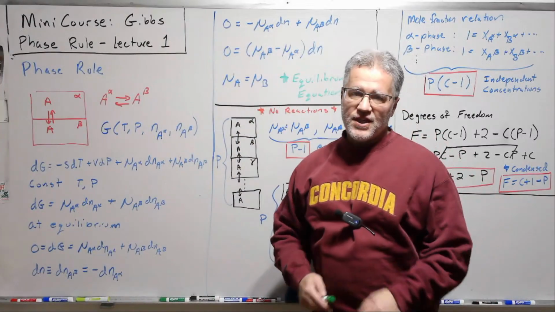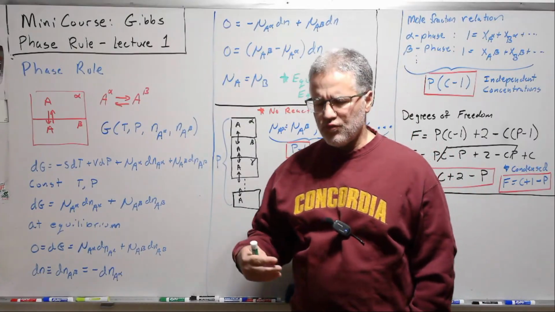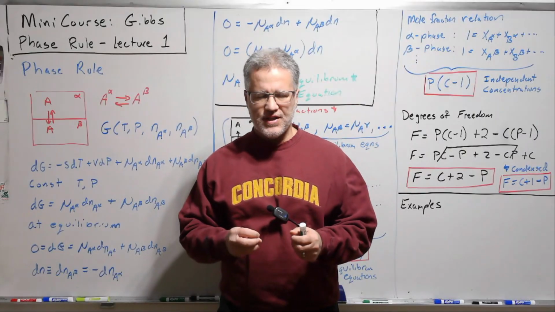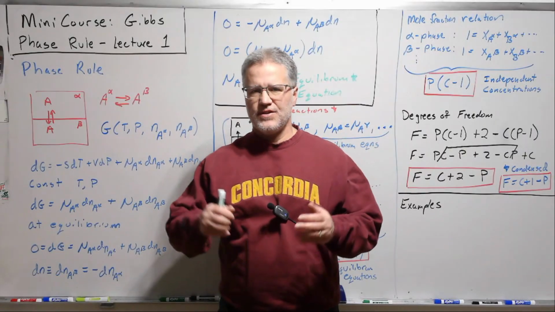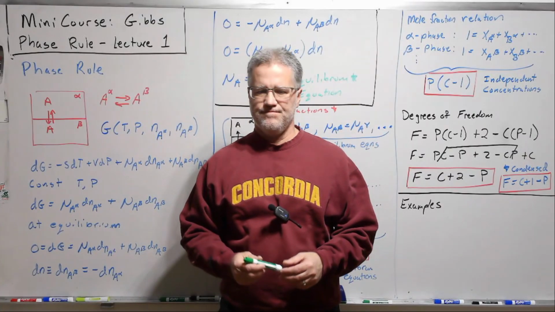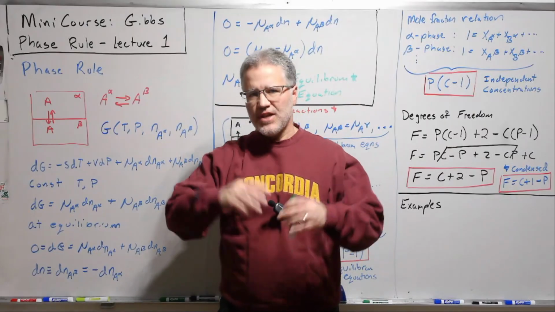So today is the first lecture in this mini course on the Gibbs Phase Rule. The Gibbs Phase Rule really boils down to a mathematical counting problem. So it's elegant in that way. We can really break it down into self-evident steps: just counting up some things and then applying some constraints. And so that's what we're going to do today.